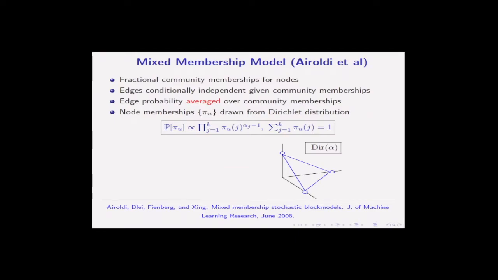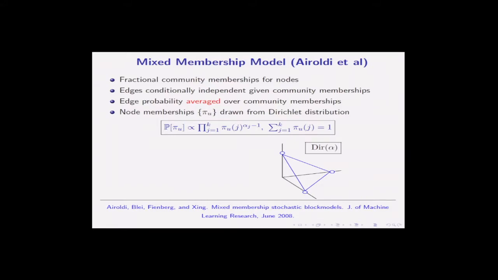Here an assumption is made that there is a prior. So these community memberships are drawn from a Dirichlet distribution. The Dirichlet distribution is on the simplex. That's because we are assuming fractional membership, so all the memberships are normalized to 1.